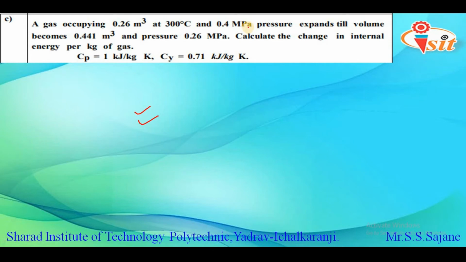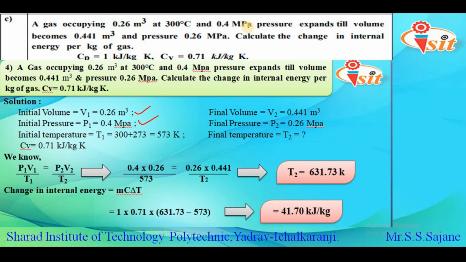So this question is asked for 4 marks, and I think we have already seen this question in our previous lecture. So we will just take a quick review of this question. So we have noted down all the given data, that is initial volume V1 is equal to 0.26 meter cube, then again initial pressure P1, it is equal to 0.4 megapascal, and you should remember what is the meaning of this megapascal, as we have already discussed this earlier.